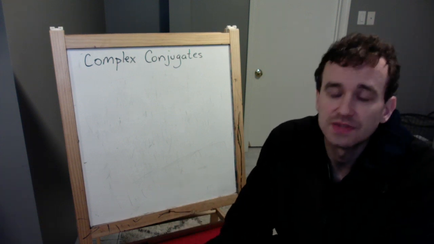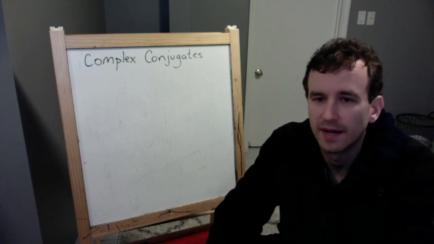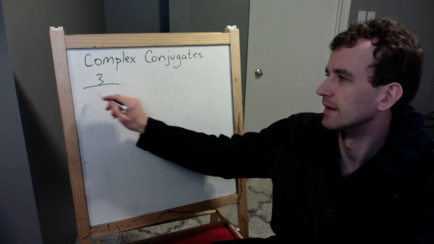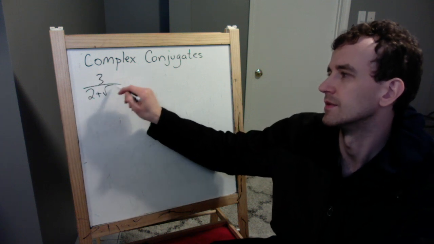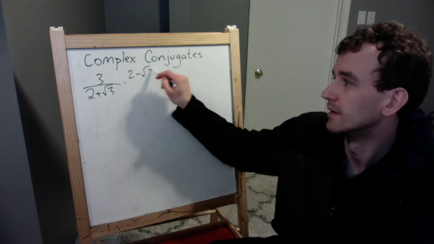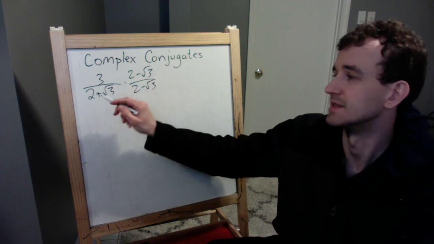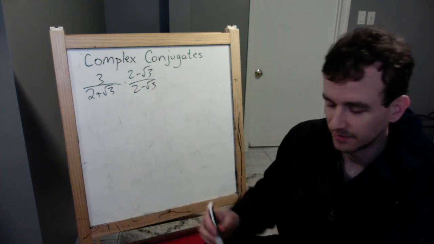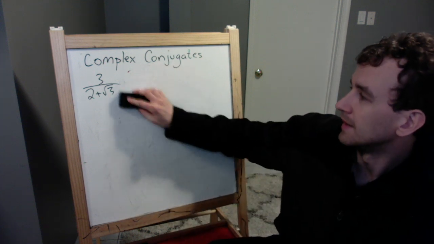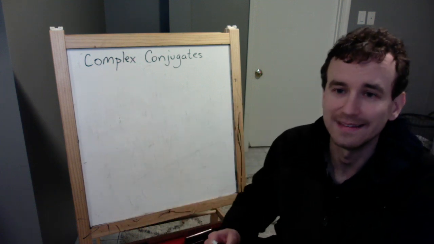Complex conjugates. We talked about the term conjugate when we were dealing with radicals. You might remember, for example, if we had something like 2 plus root 3 in a denominator, we needed to get rid of that by multiplying by 2 minus root 3, because then that would cancel out the radical and we could get an expression that didn't have a radical in the denominator. Complex conjugates are a similar idea.